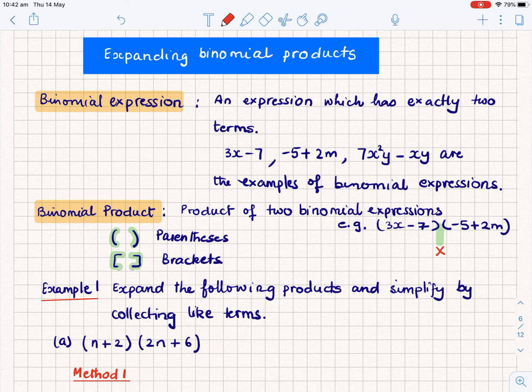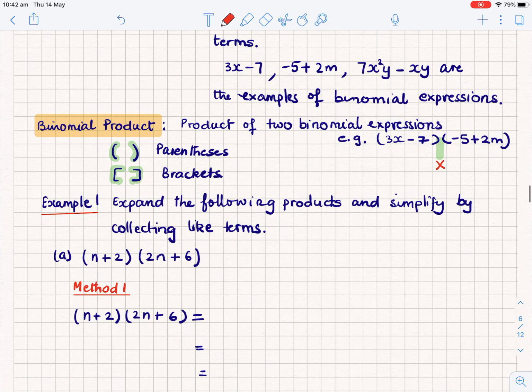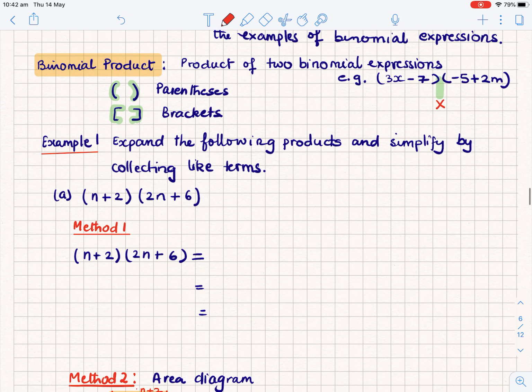Now, when you use the round grouping symbol, that's called parentheses. And if you use the square grouping symbol, that's called brackets. So from now onwards, I will be using parentheses.